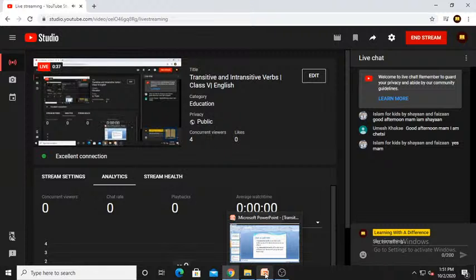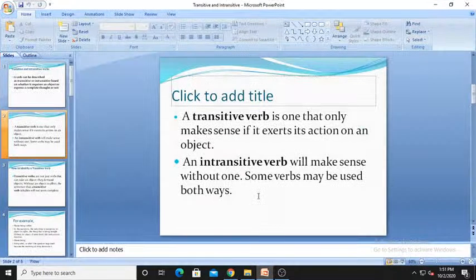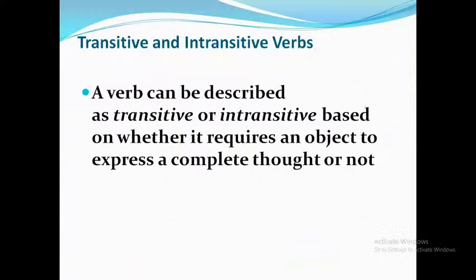Okay, very good. So let us get back to our point. We were discussing transitive and intransitive verb. So transitive verb, what is transitive verb? As I have already discussed yesterday, a transitive verb has an object. A verb which is followed by the object is called transitive verb. And a verb which is not followed by the object is called intransitive verb.